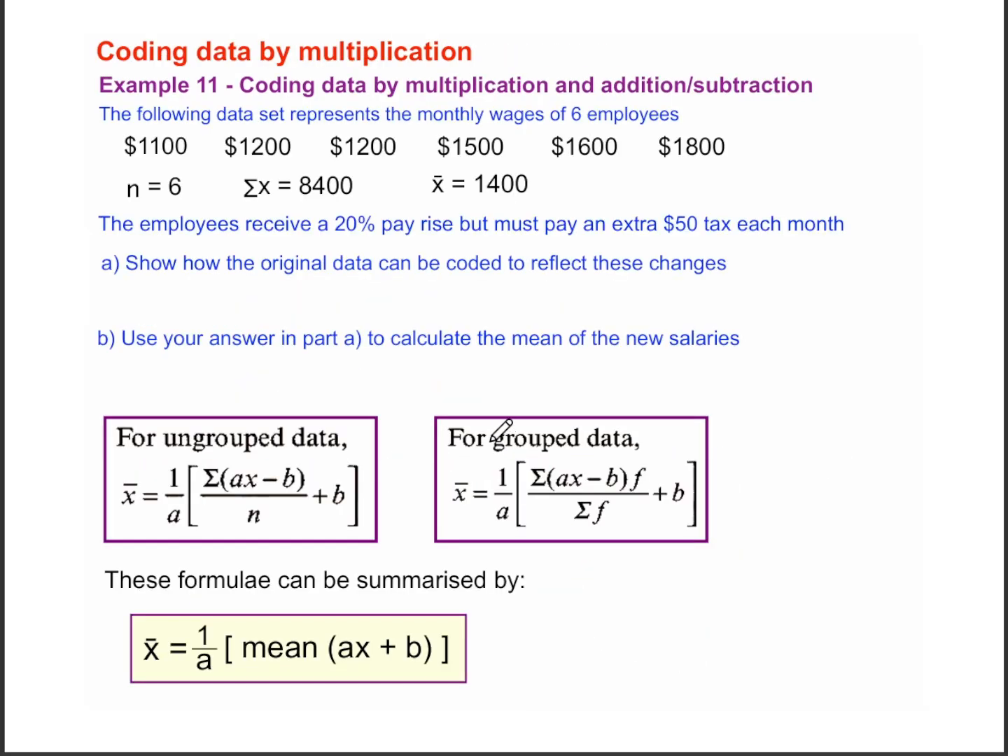We can also code data using multiplication. So suppose we have the following data set, which is the monthly wages of 6 employees. The employees now receive a 20% pay rise but they must pay an extra $50 tax each month as well.